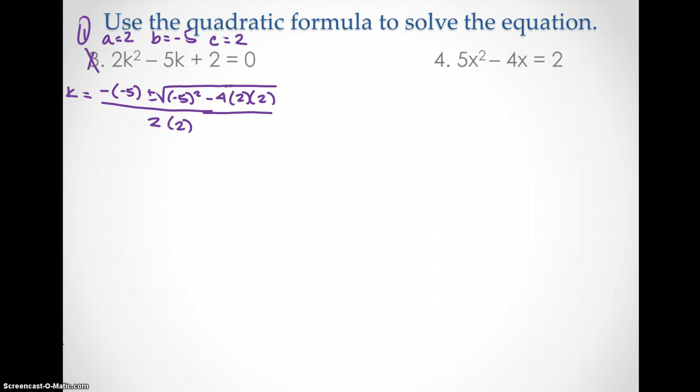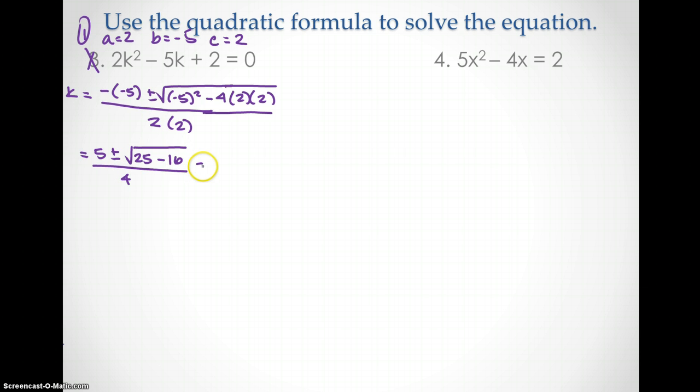Once you plug in, your next thing is to simplify. So a negative and a negative make that positive 5 plus or minus the square root of, order of operations here, we're going to do negative 5 squared, which is 25, minus, we think, 4 times 2 is 8. 8 times 2 is 16. All divided by, now 2 times 2 is 4.